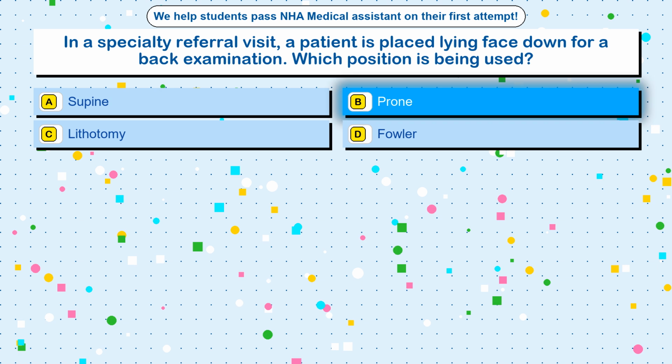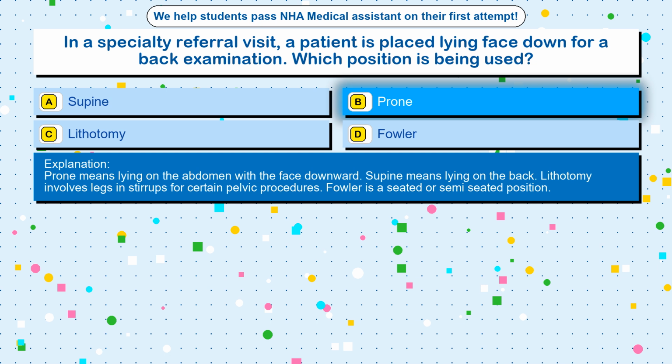The correct answer is option B, prone. Prone means lying on the abdomen with the face downward. Supine means lying on the back. Lithotomy involves legs in stirrups for certain pelvic procedures. Fowler is a seated or semi-seated position.